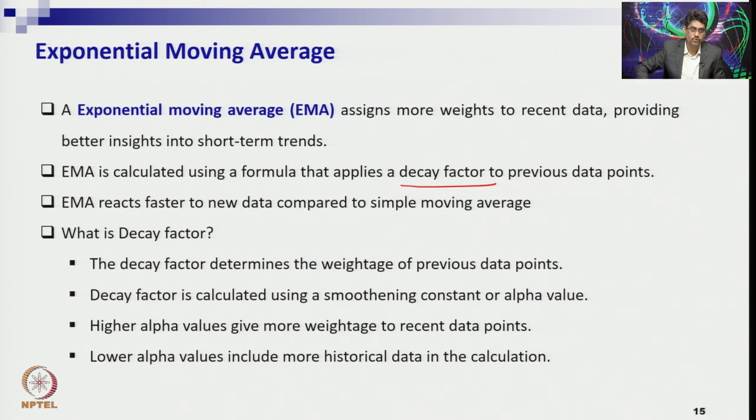Remember this point: the exponential moving average reacts faster to new data compared to the simple moving average. This is the most important part involved in the exponential moving average, and it was not there in the weighted moving average or the simple moving average, because in those cases you take simple weights, or you assign weights through optimization. But here you give a specific weight to the immediate period, so you give special emphasis or importance to the immediate period. If you want to track the immediate trend of the data, the exponential moving average works very well. So let's see how it works.